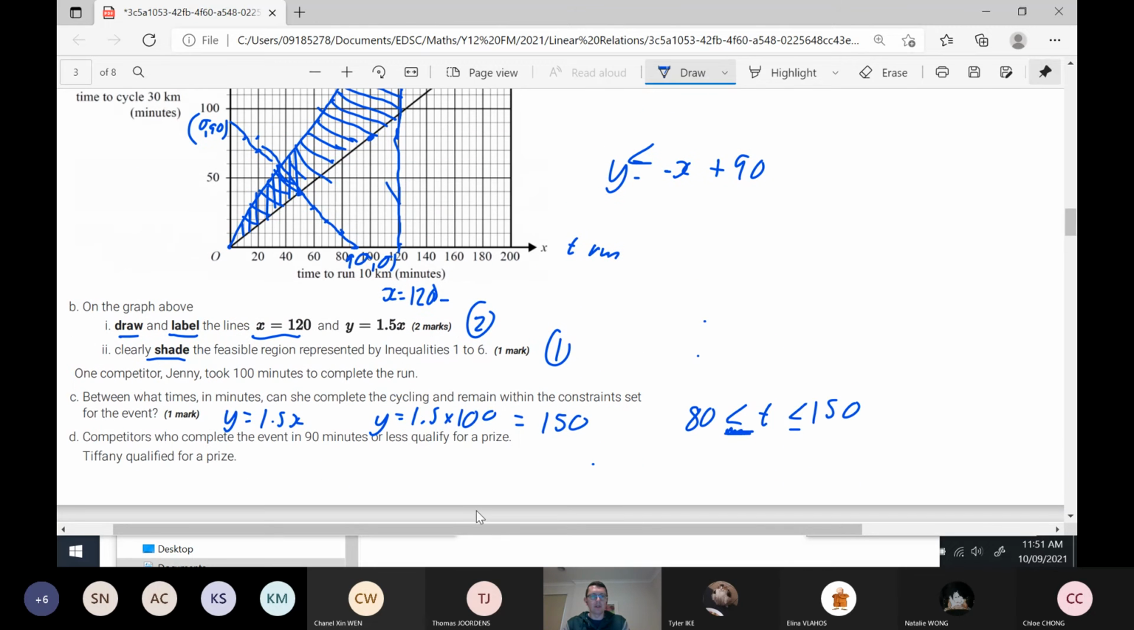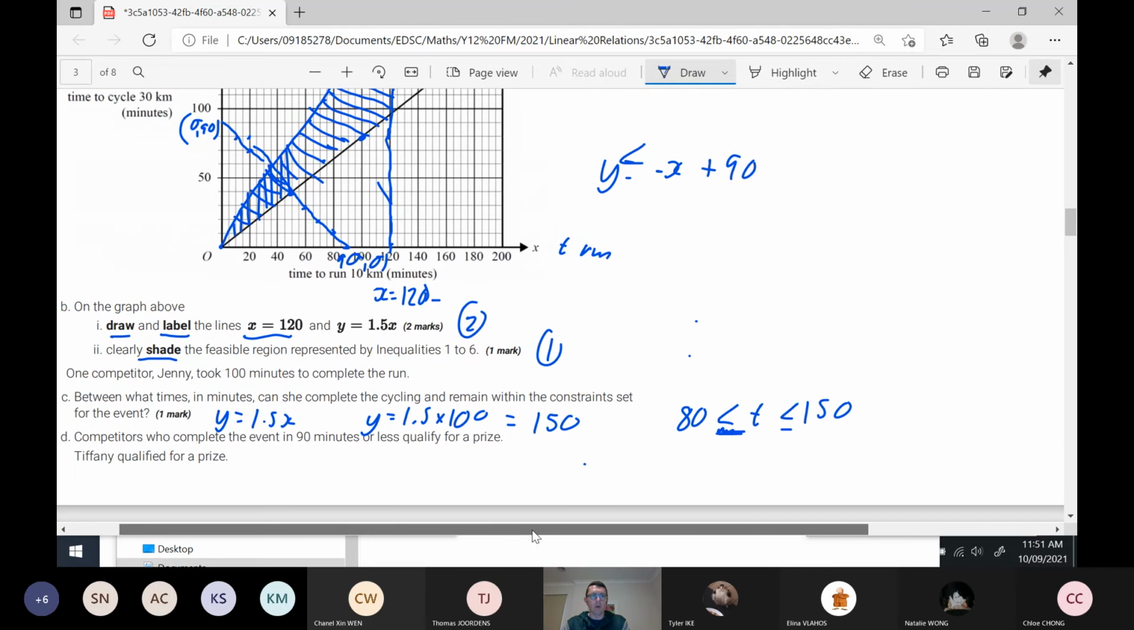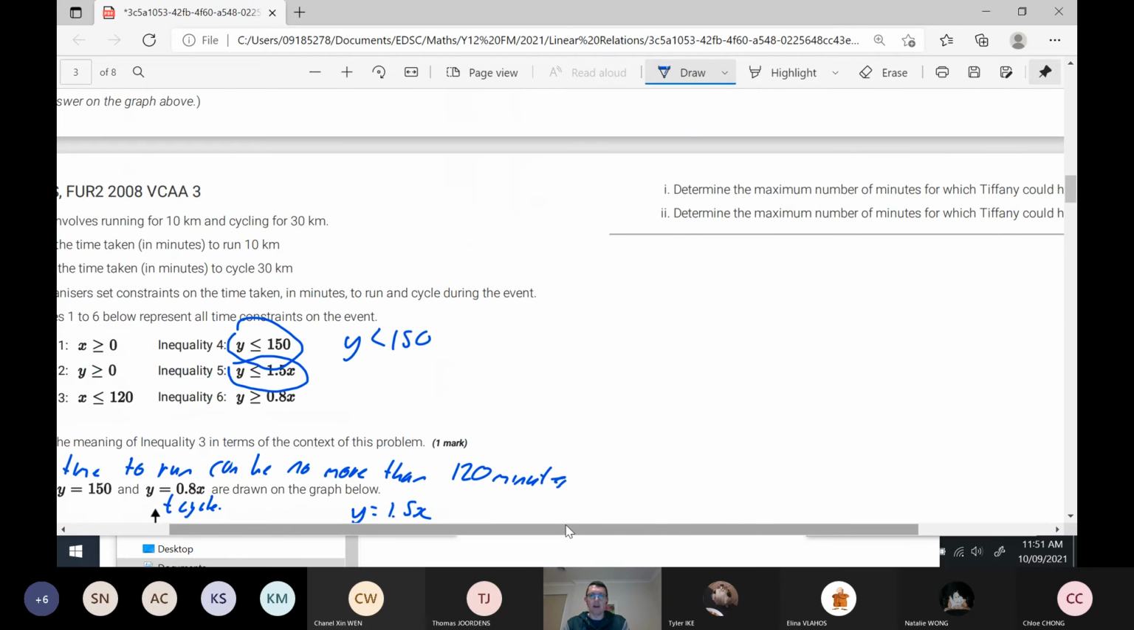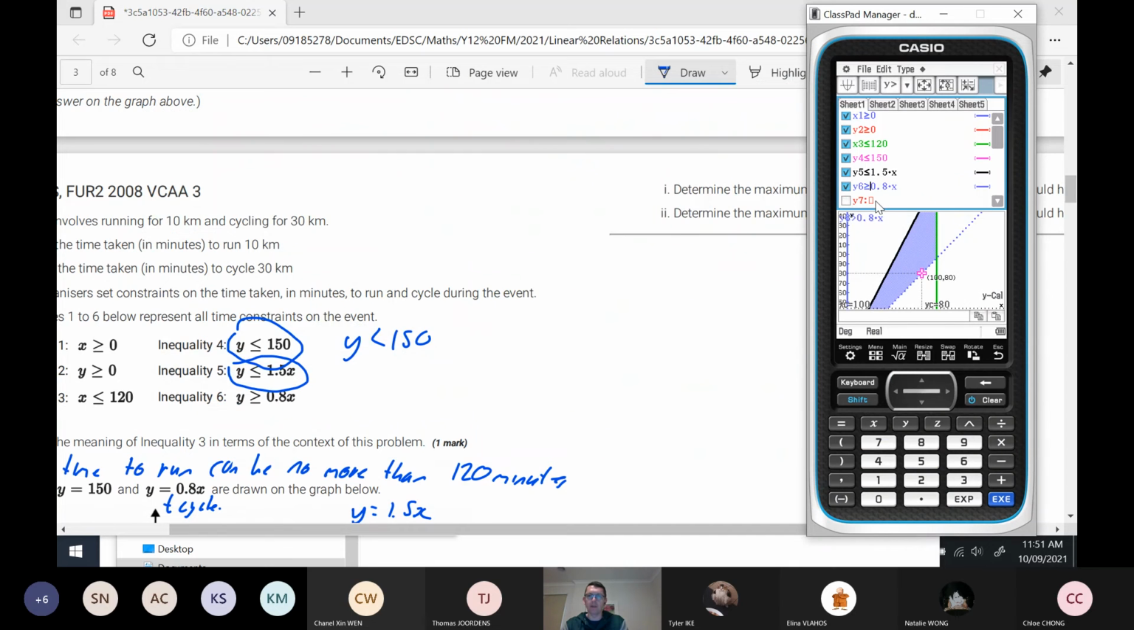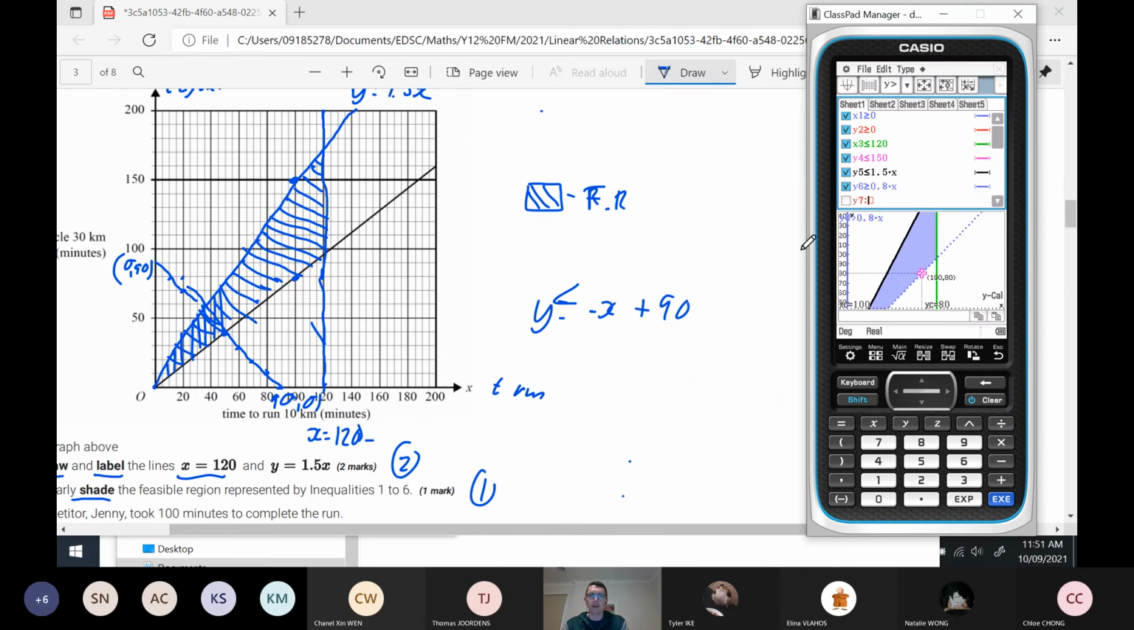And then what we can do is it asks for the maximum number of minutes which Tiffany could have cycled. So we're going to have to put a new inequality in from that. So I can see that the inequality of that is y less than or equal to negative x plus 90. We graph that, and I should know it makes sense under here. Otherwise I've got my inequality around the wrong way. So I'm just going to let my CAS sort it out. No, I've got my inequality around the right way.